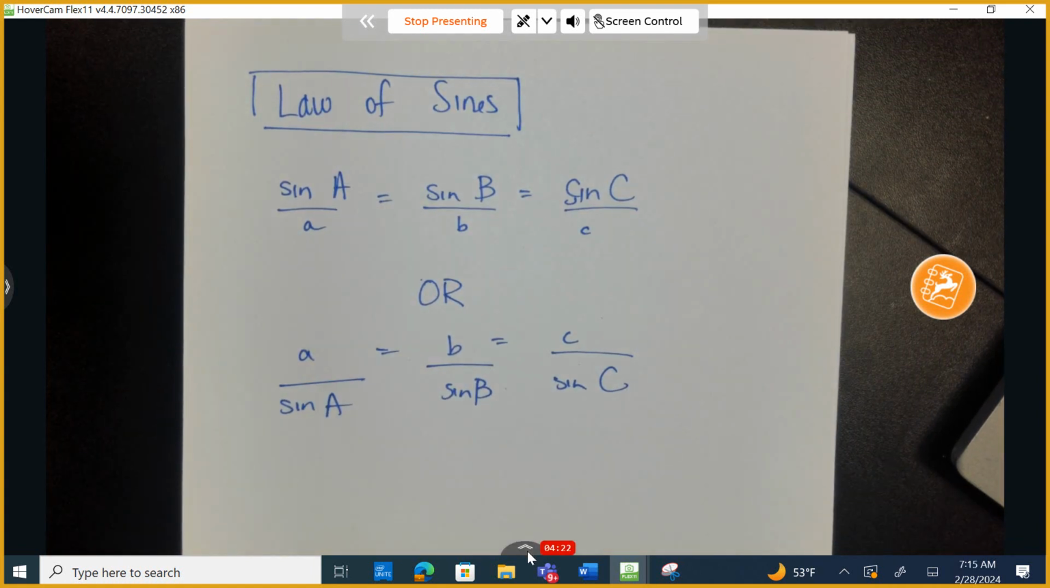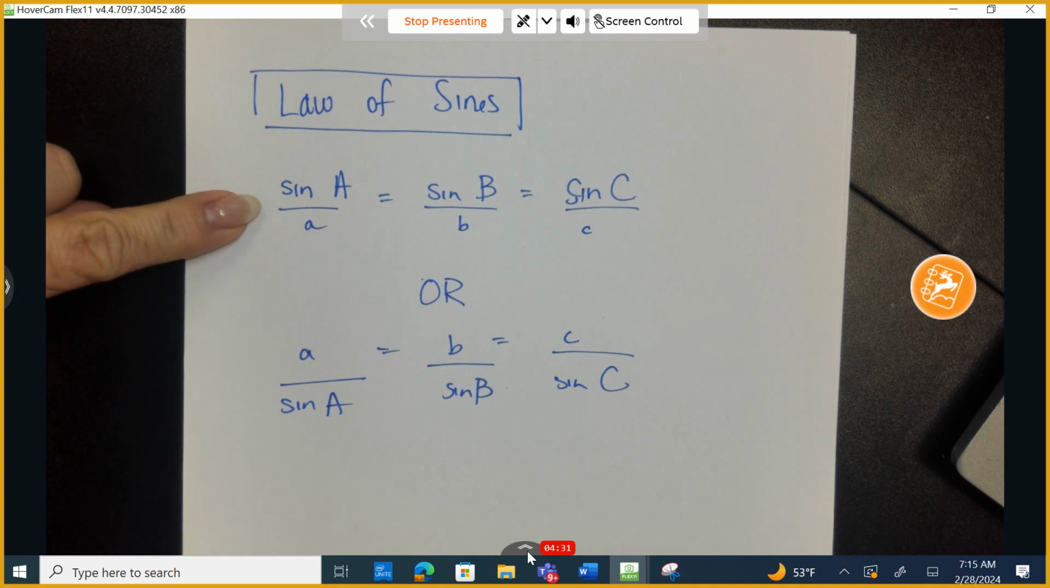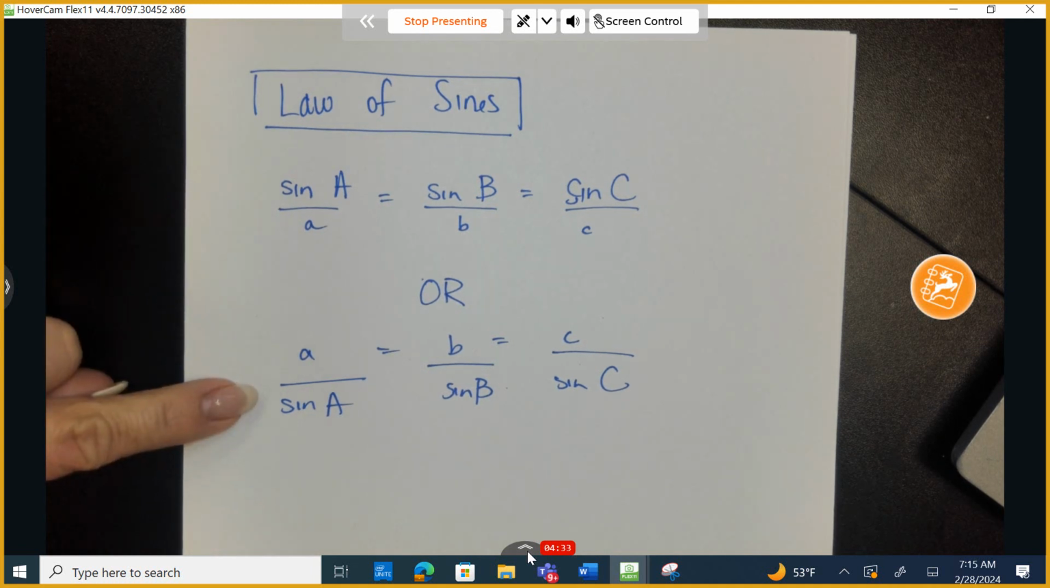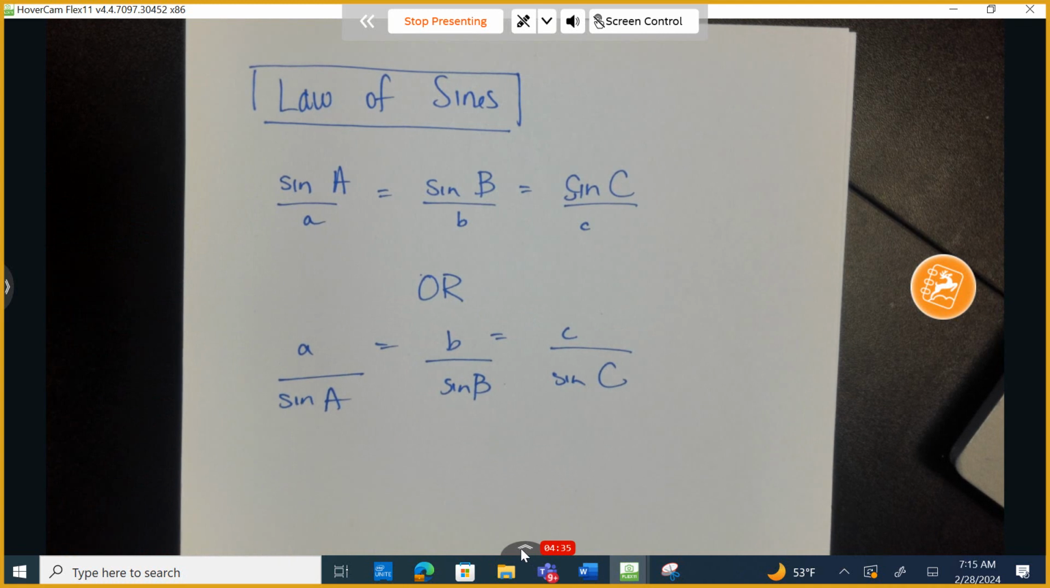So again, you're going to press pause. If you're watching this back, write this down and then come back to this video. This would be the formula for law of sines. You could either write it like this, or you could write its reciprocal. It will work either way.